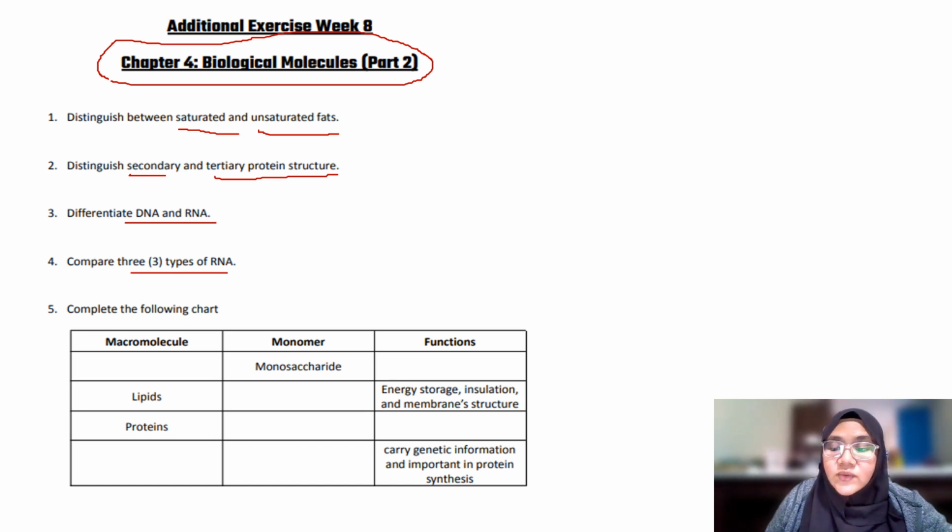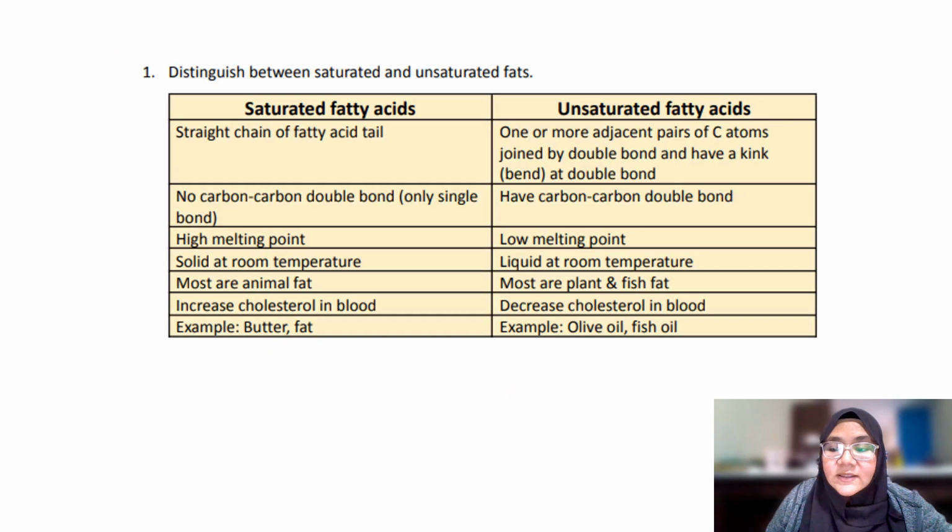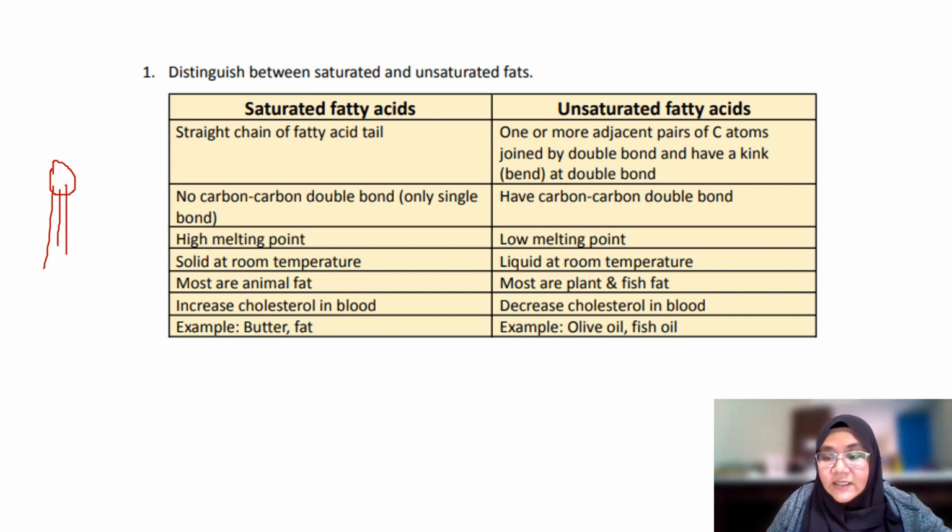Distinguish between saturated and unsaturated fats. Saturated fatty acids, as we know, consist of glycerol and 3 fatty acids, right? The difference between the saturated and unsaturated, physically we could see that saturated is in the form of solid at room temperature, and unsaturated is liquid at room temperature.